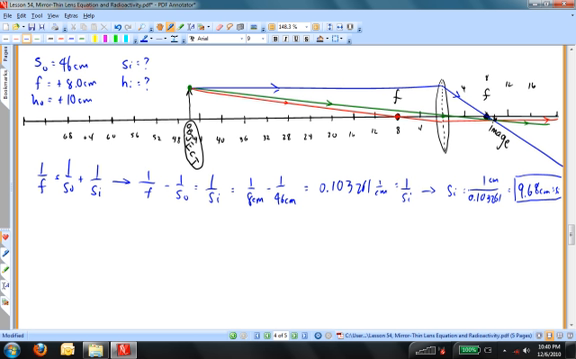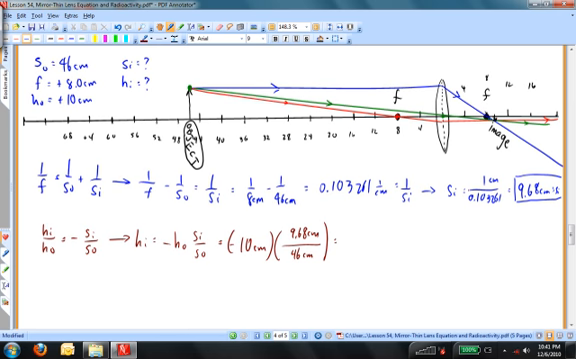Now let's go for the image height with the magnification equation. Let's solve that equation for the image height, and now let's put in the numbers and substitute them into the calculator, and I get negative 2.11 centimeters for the image height.